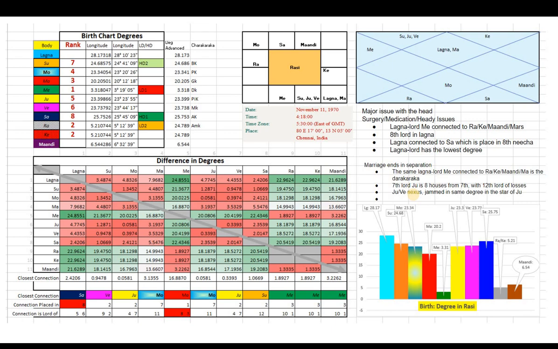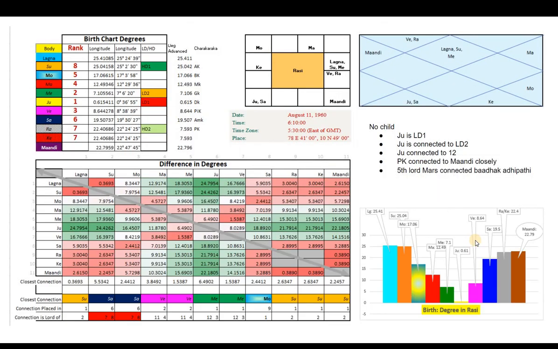That close nexus of Jupiter and Venus, as you see from the degrees, may be the reason for his marriage ending in separation. So this is one example. The next example is a person who has no child.